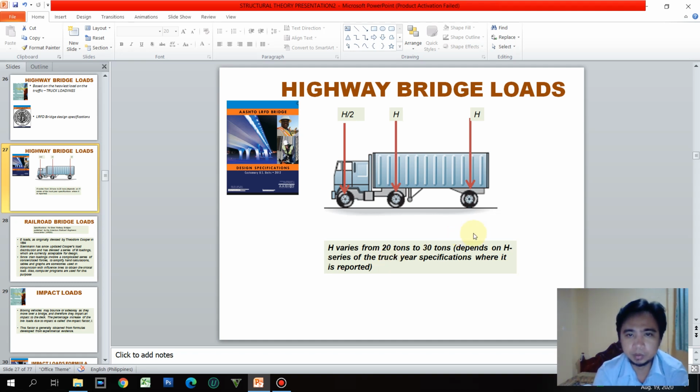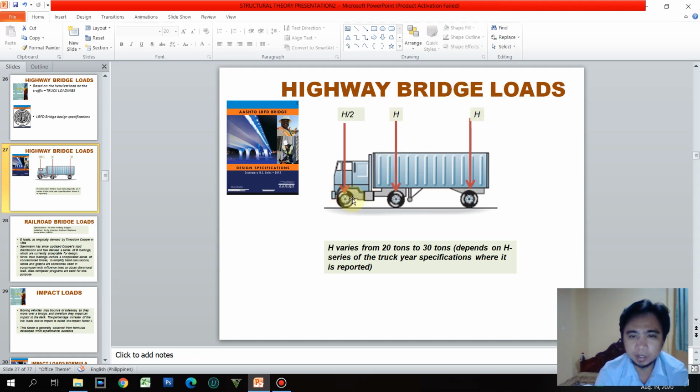Okay, so highway bridge loads. The concept is that each varies from 20 tons to 30 tons. It depends on each series of the truck specification. So H here is denoted for double axle. This is a double axle usually present in the rear portions of the truck. That is why the whole H is being considered.